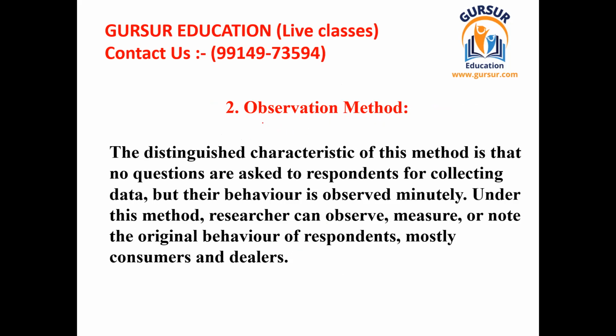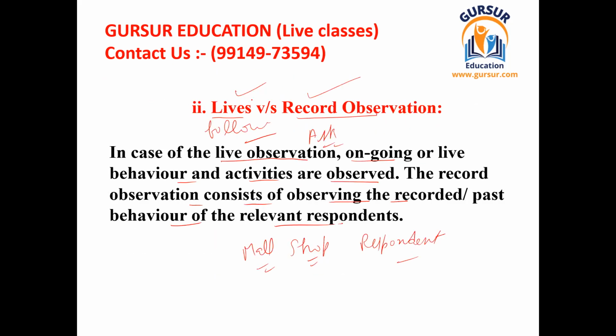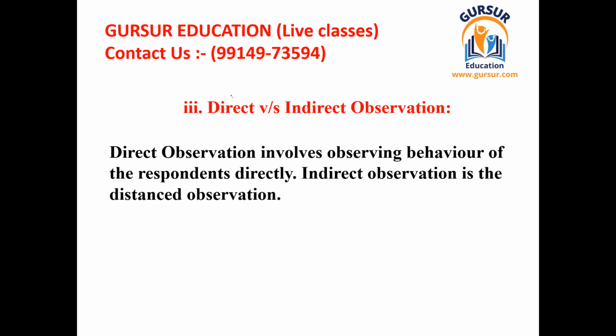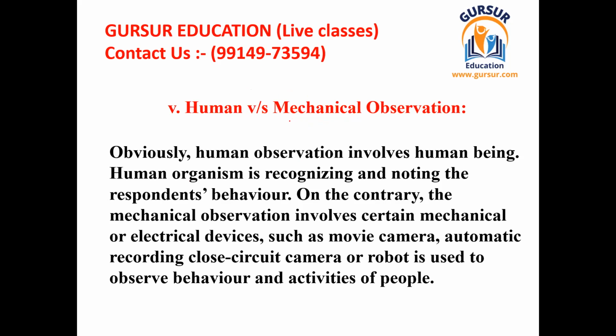This is when you observe the behavior of the respondent, rather than asking them specific questions written in the questionnaire. This kind of method is known as the observation method. It has some types, like structured, unstructured, then live or recorded. After that, there is direct or indirect. Then natural, in a natural setting or natural environment, or a self-made environment, which is contrived observation.